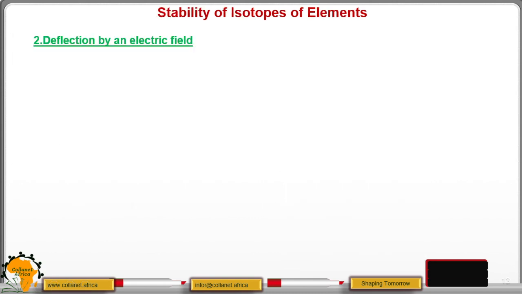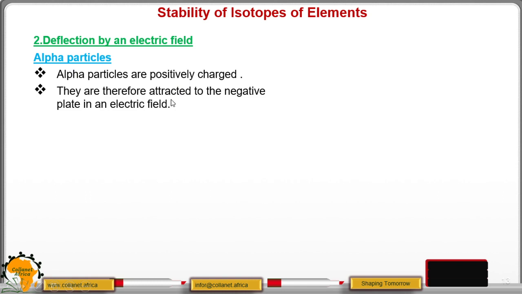From there, we move to the second property, the deflection by an electric field. Remember, we have seen that these particles, some are charged and others are not charged. For instance, if we start with alpha particles, we say that they are positively charged, which implies that they are attracted by a negative plate. Remember, we always say that unlike charges attract. That is the law of charges. In other words, this is positive and this is negative, therefore they attract.